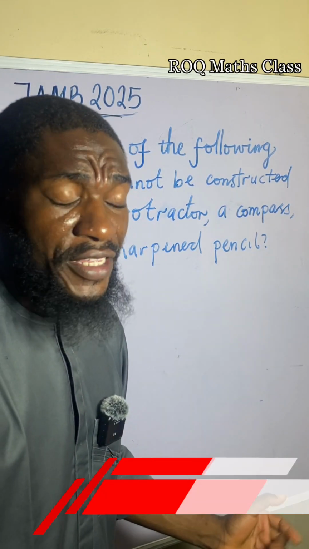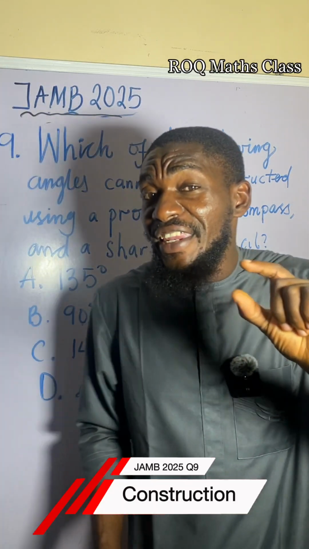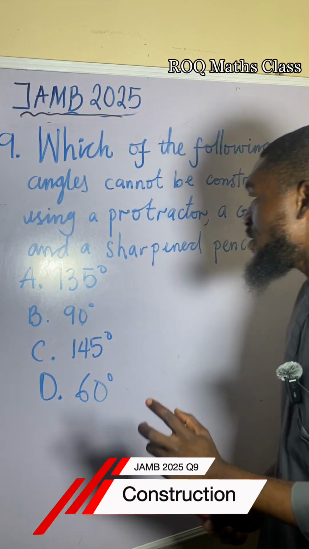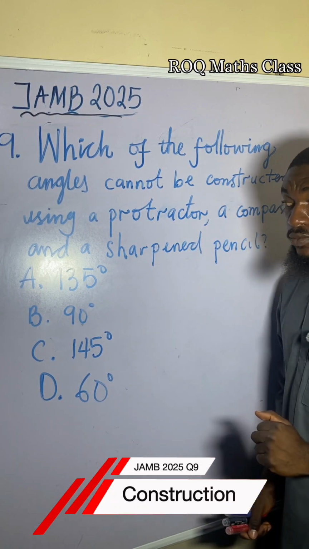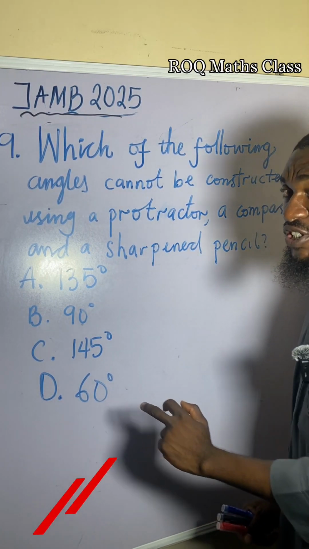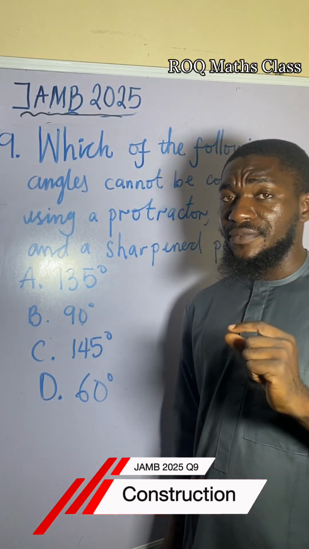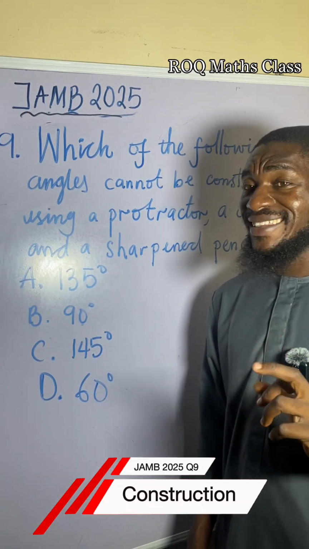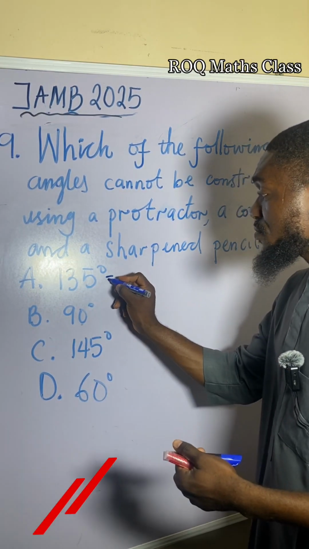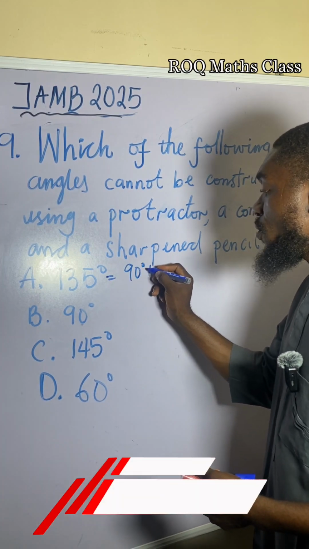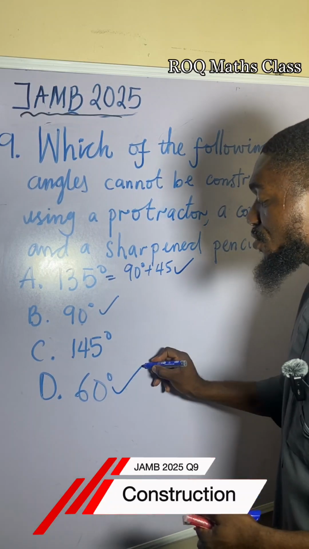answer absolutely. Looking at these angles, we should recall that in a classical construction with protractor, a compass, and a sharpened pencil, angle 60 can be constructed, angle 45 can be constructed, angle 90 can also be constructed, and angle 135. This angle 135 is same thing as 90 degree plus 45. We can construct this, we can construct this, we can construct this.